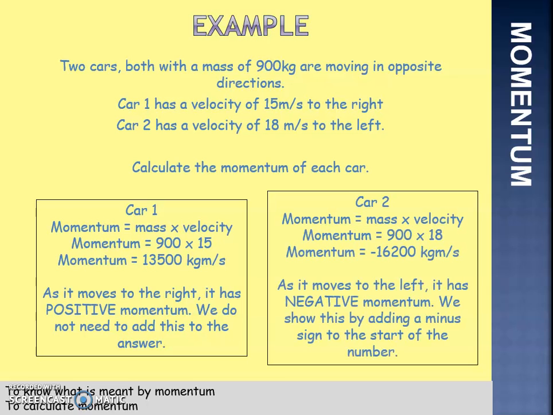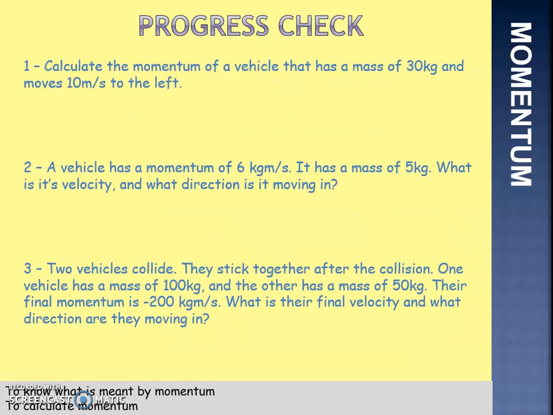Car 2, it's got a momentum of 900 times minus 18, giving us momentum of minus 16,200 kilogram meters per second. As it moves to the left, it's got a negative momentum. So we show this by adding a minus sign to the start of the number. So we know it's moving to the left, so we'd assign that as a negative. With that in mind, could you answer those 3 questions for me, please? Pause the video and off you go.